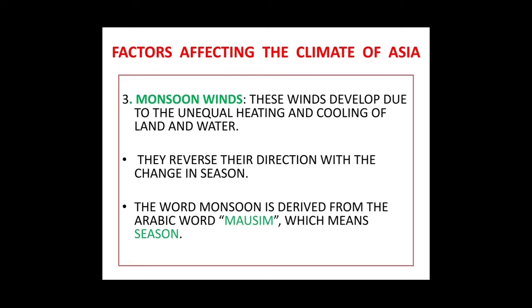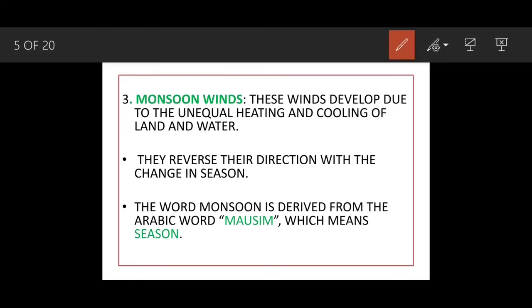Now children, the third factor which affects the climate is monsoon winds. These winds develop due to unequal heating and cooling of the land and water. They reverse their direction with a change in season, means they change their direction when the season changes. And the word monsoon, we get this word from the Arabic word mausim, which means season. Because monsoon is a very important factor affecting climate of Asia, we need to know in detail about how the monsoon affects the climate.